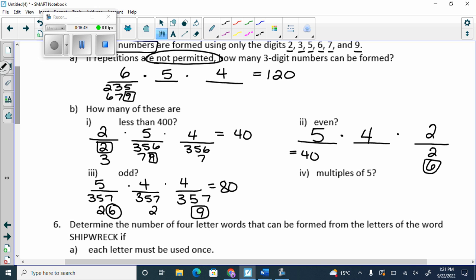Multiples of 5 means it needs to end in a 5 or a 0. The only catch here is the only one of those that they gave me is 5. So I can put a 5 in the back blank, which I have 1 option. Then I can go here and put anything of the ones that are left. So 2, 3, 6, 7, or 9, which is 5. And then 2, 3, 6, 7, which is 4. So this would be 20.